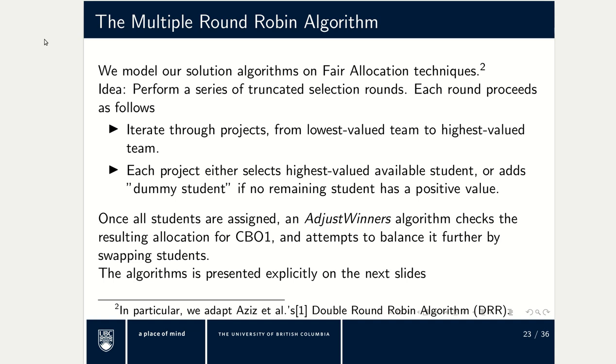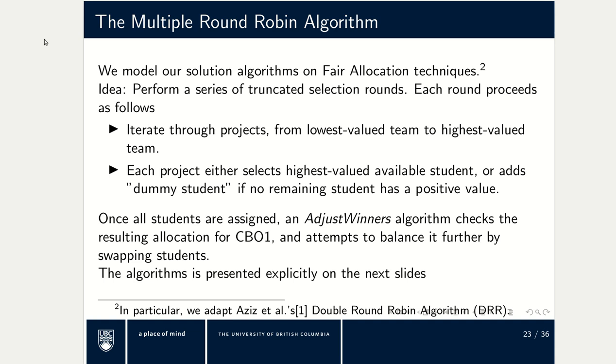As soon as one student has been assigned, then we reevaluate entirely. We recalculate all of the student values because they may have changed. Then we find the project with the lowest valued team, and we do this whole thing again.